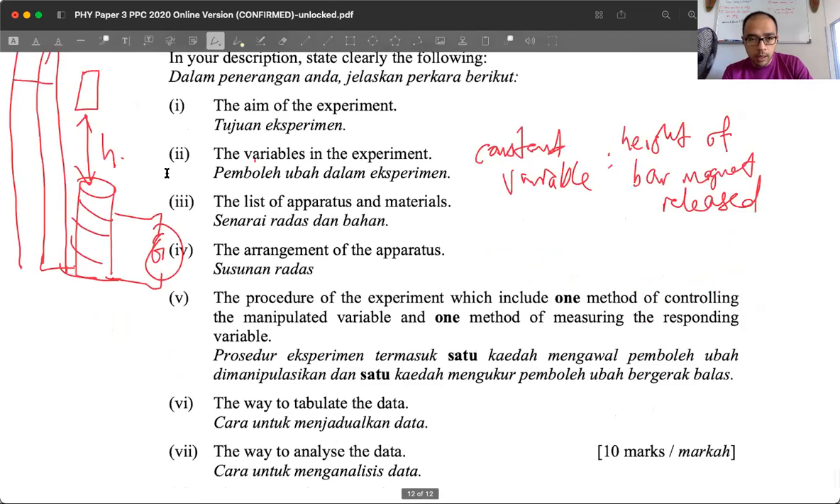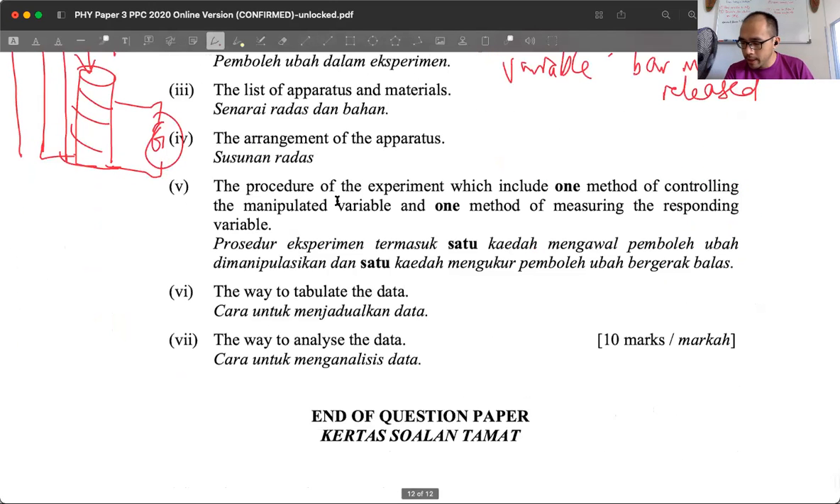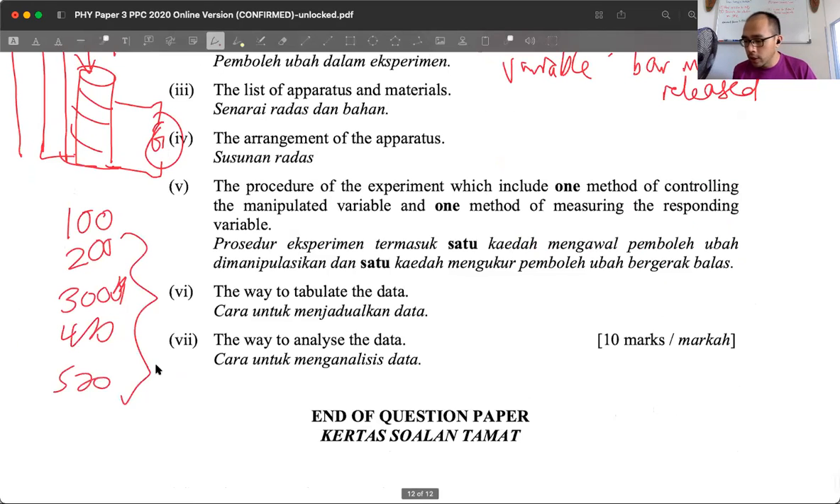All right. The procedure of the experiment is the same. You start with 10 turns. Some people put 100, up to you. You start with a certain number of turns, then you drop the magnet, and you read the reading on the galvanometer, or take the reading of the ammeter. If you put the ammeter also can, even better. Then you repeat the experiment using a different number of turns. Same thing. 400, 500, at least 4 other values. Quite a number of you only put 3 other values.